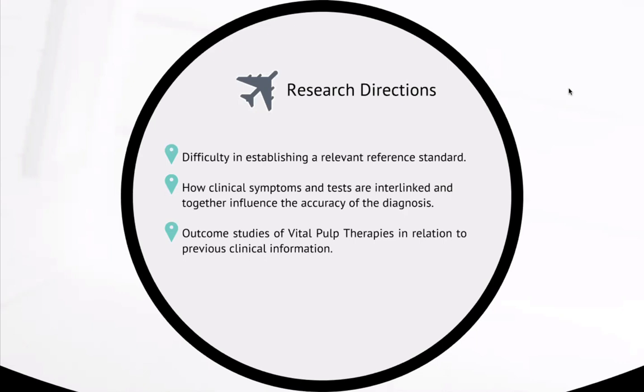So we need something creative, something different, like biological markers, things that we don't need a lab for. We can just do it at the time of the treatment, and it can tell you whether there is extensive inflammation or not. We also need to know how clinical symptoms and tests are interlinked and together influence the accuracy of diagnosis. We need outcome studies of vital pulp therapies in relation to previous clinical information. The last point, I'm going to explain a little bit more later.